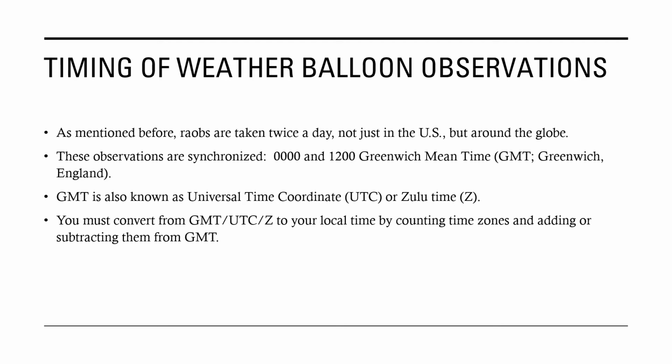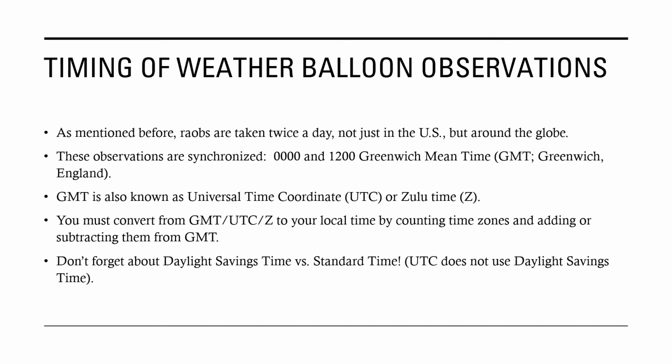And so if you're in a different time zone than Greenwich, England, which if you're in the US, you definitely are, you must convert the 0Z and the 1200Z or UTC time to your local time by counting time zones, how far away you are from Greenwich, England, and adding or subtracting them from GMT. Okay, daylight savings time complicates things even more because then we're an hour off from standard time, and we have to convert for daylight savings time as well. We'll talk about that on the following slide.